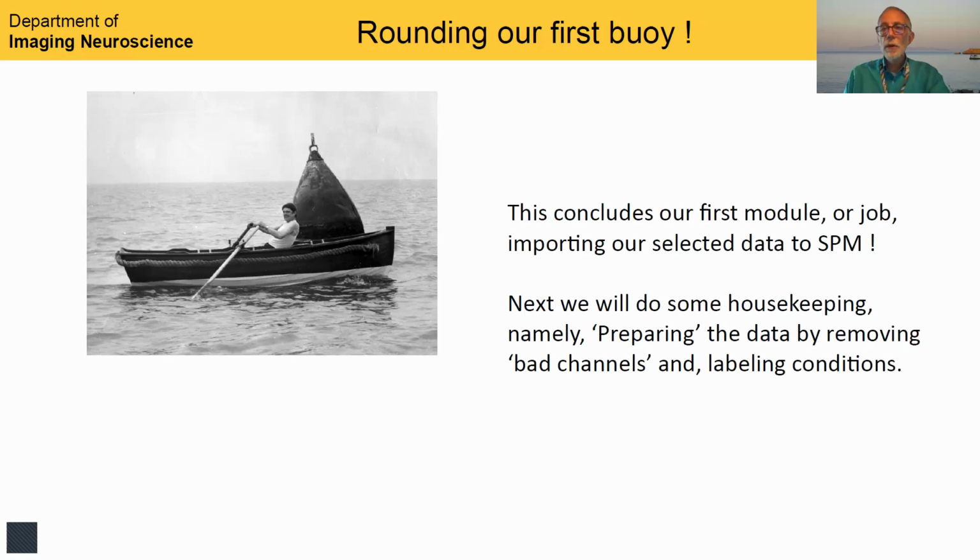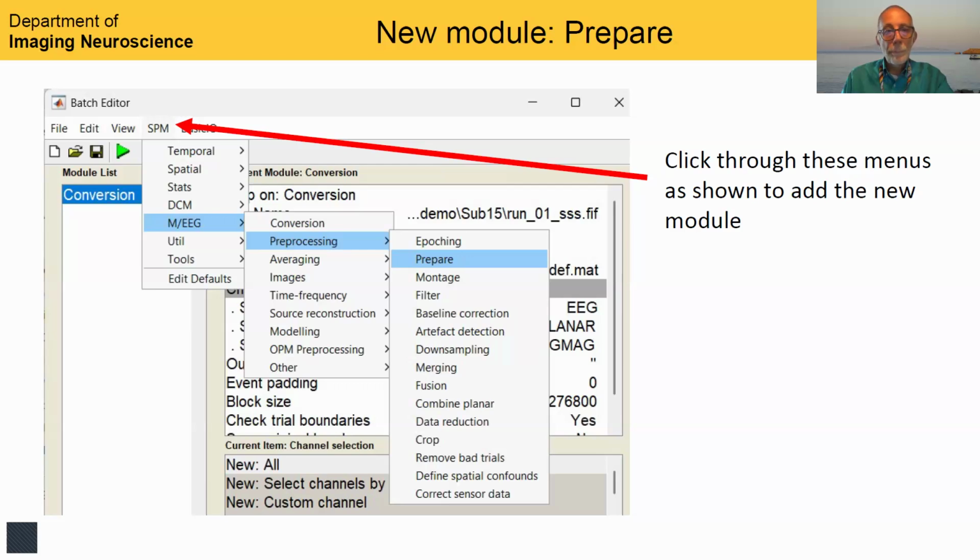So this concludes our first module or job, which was importing our selected data to SPM. Next, we're going to do some housekeeping, namely preparing the data by removing optionally bad channels and labeling conditions. So we're going to click on SPM, MEG, Preprocessing, and Prepare. And this will add a module or job to the module list on the left.